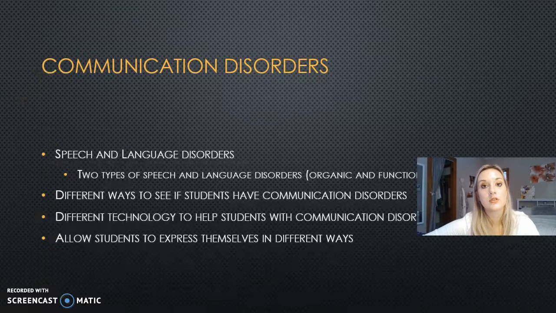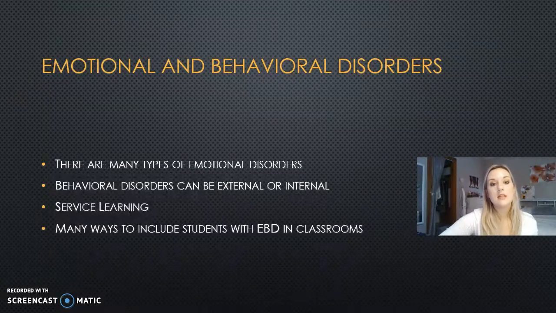Ways to implement the universal design for learning would be to allow them to express themselves in different ways, and this allows students to not feel like they just have to contribute through discussion. You don't always have to have discussions in your classroom. You can have students write something on a piece of paper and turn it in. There's just many different ways for students to express themselves and to communicate with you, for them to show you that they're learning. My next slide talks about emotional and behavioral disorders.